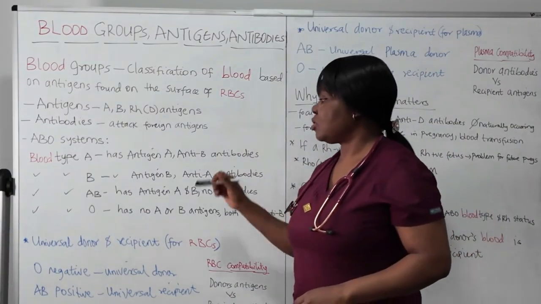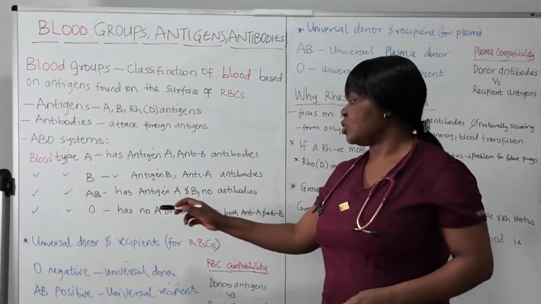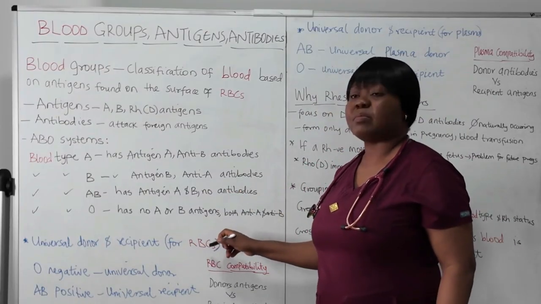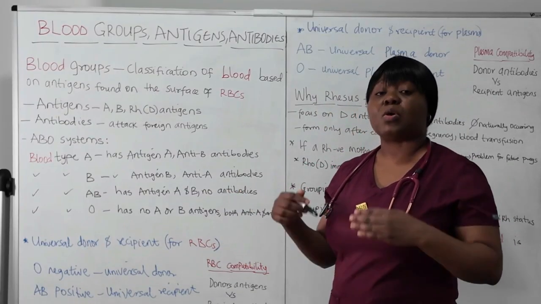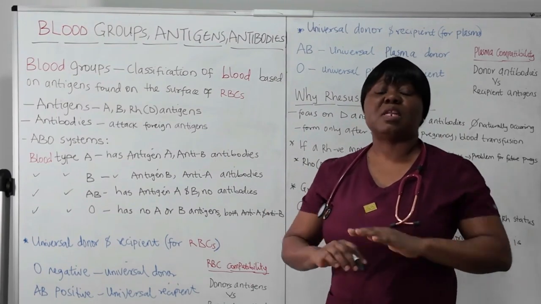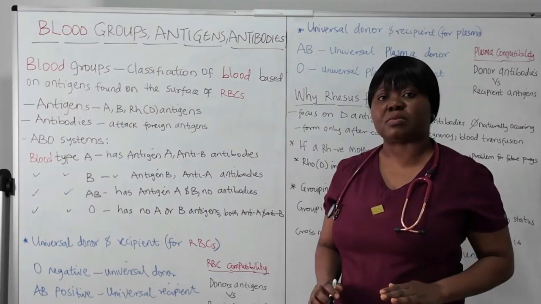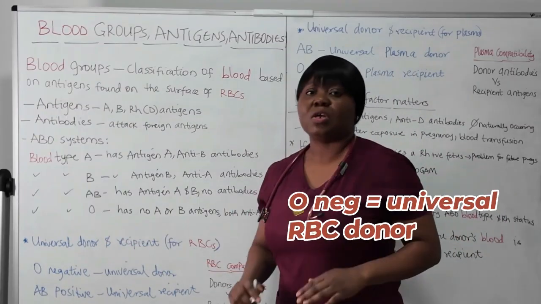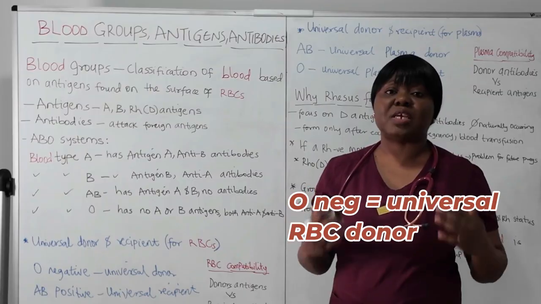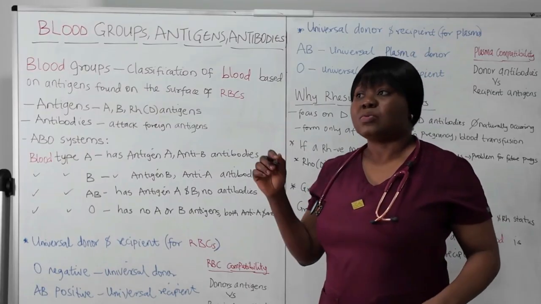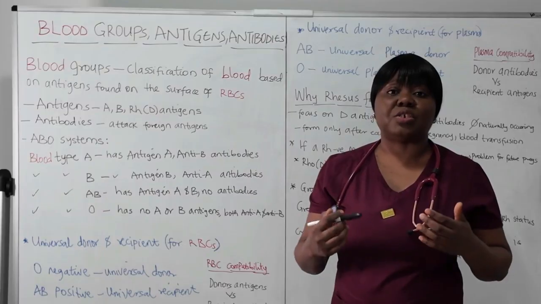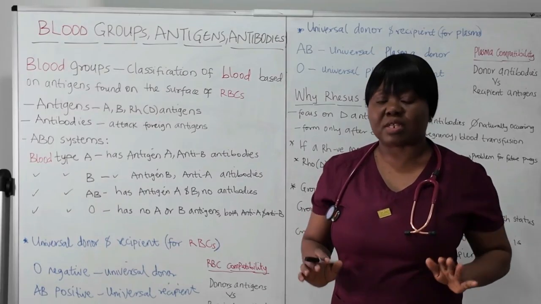Now, based on this explanation, let's look at why we have universal donor and universal recipient. For the first one, we'll be looking at it for the red blood cells, so for the antigens, because we also have universal donor and universal recipient for plasma. For the universal donor of red blood cells, we have O negative. That means blood group O, meaning you don't have any antigen A or antigen B. And we say negative, meaning you don't even have the Rhesus factor. You don't have the antigen D at all.